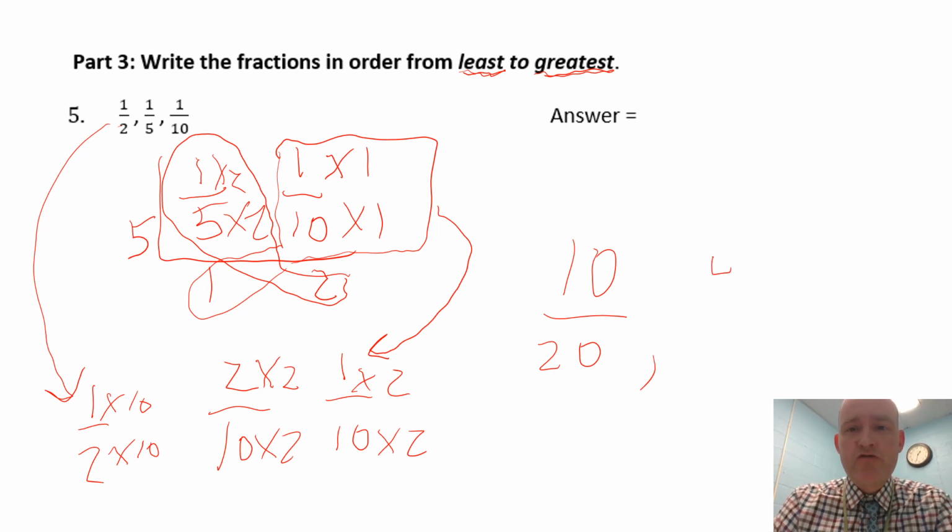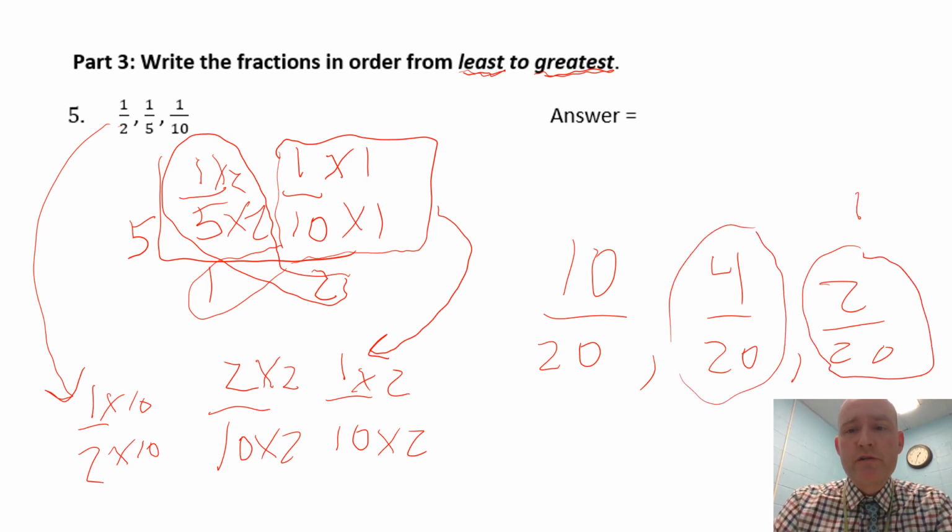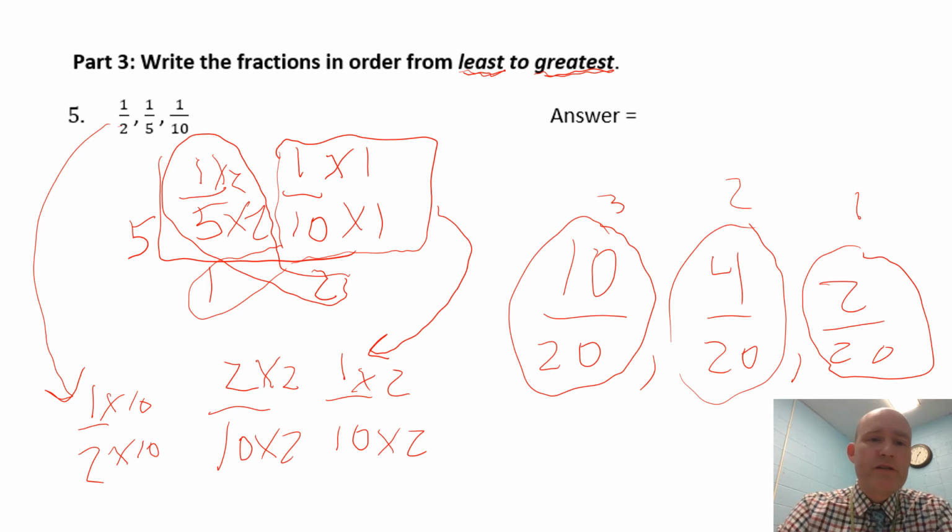2 times 2 is 4 over 20. 2 times 1 is 2 over 20. And we should notice this is the smallest. It's the next biggest. This is the biggest. So what were those numbers to start off with?